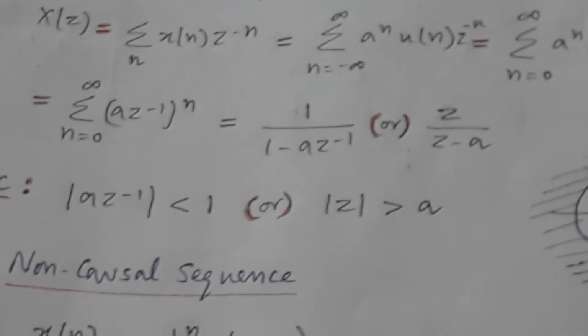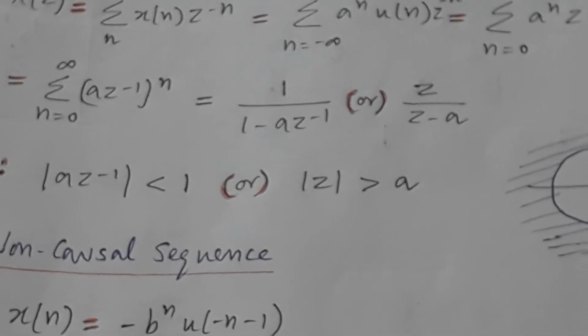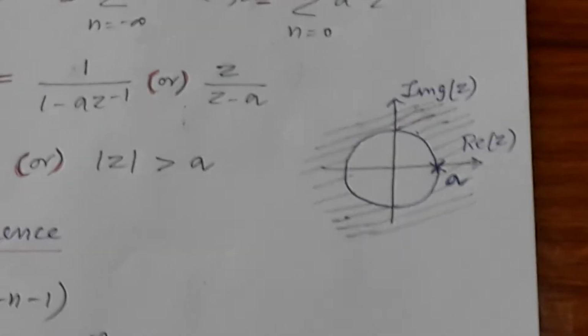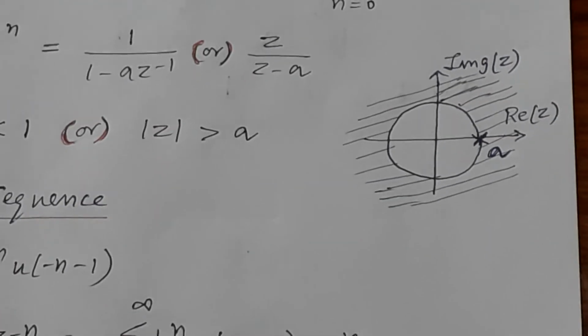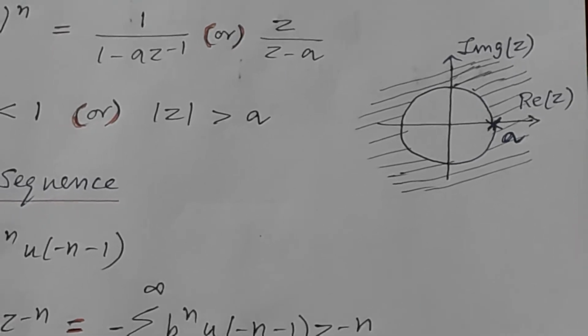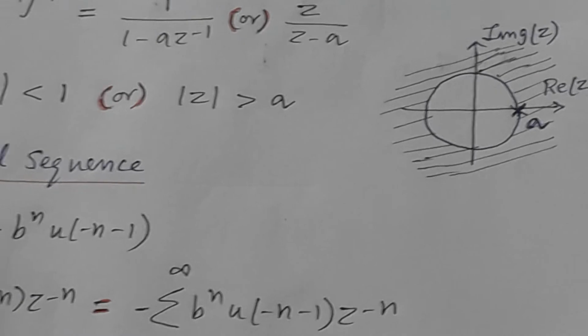Have that in mind, CG. Just remember the hint, CG: C for causal, G for greater. So here the circle, the radius is a, as we saw before, and the ROC will be greater than a, meaning outside the circle. Clear?